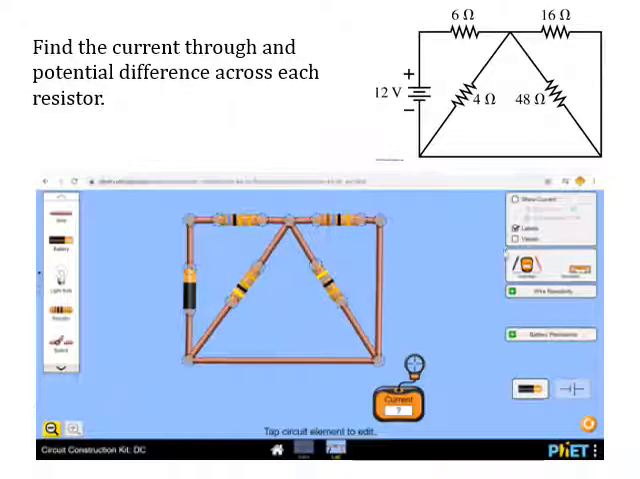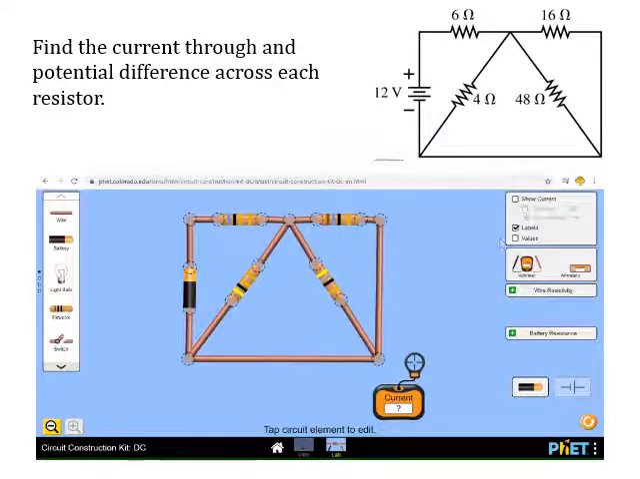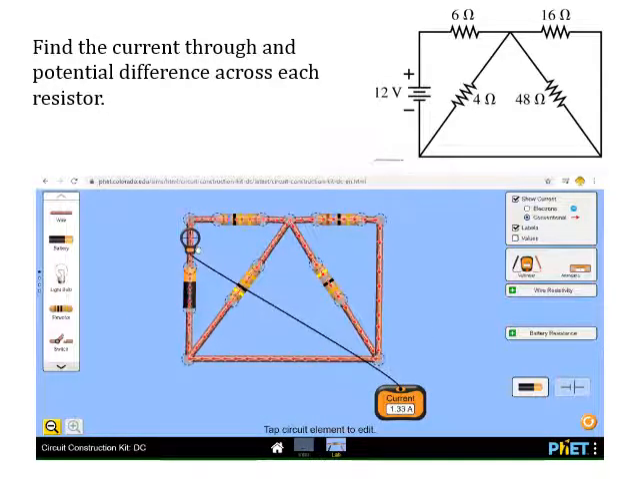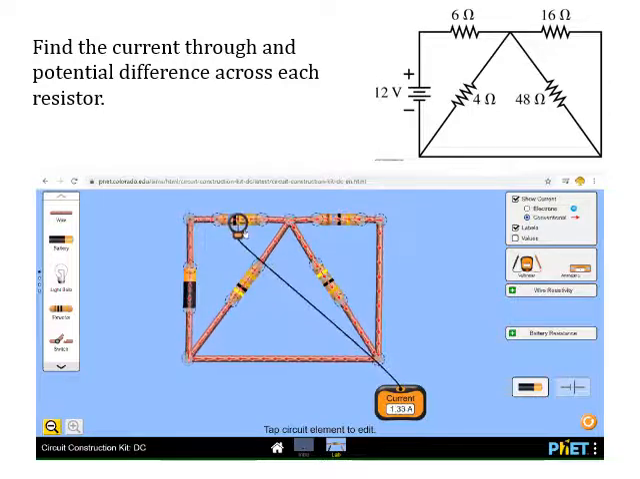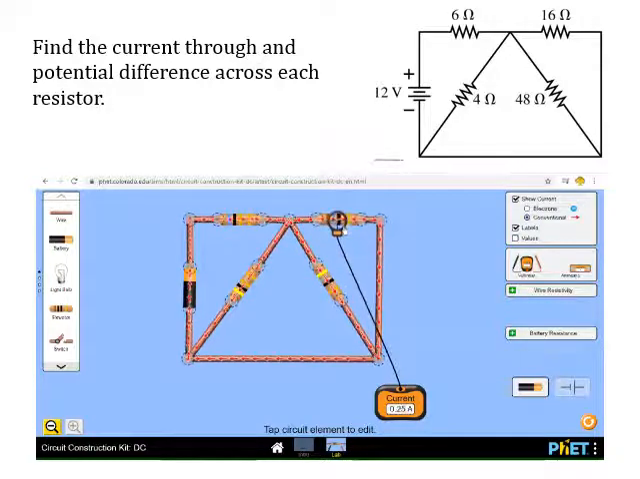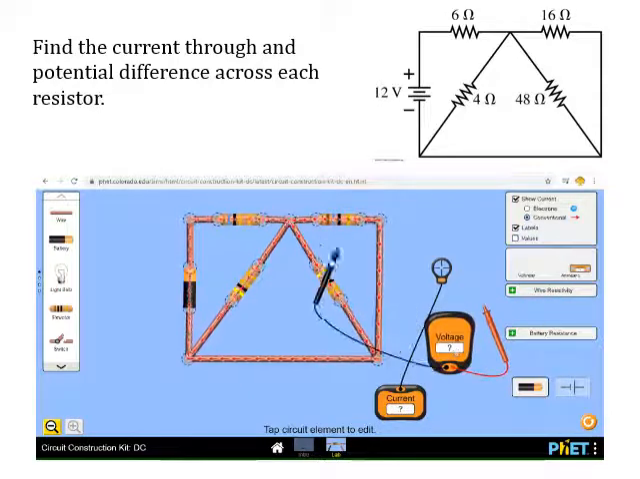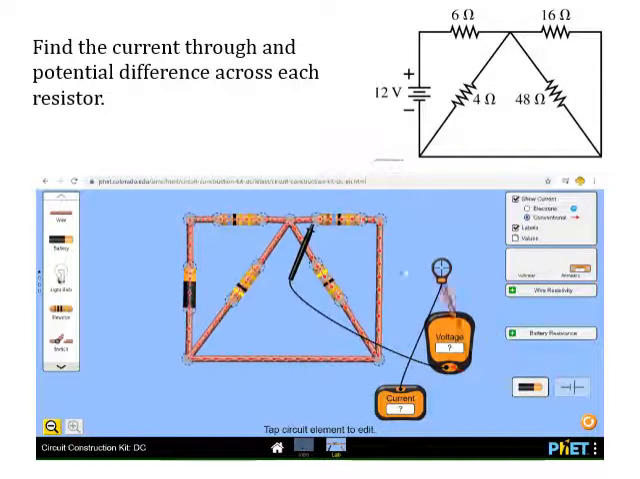So I've got a PhET simulation here just to run us through our answers and confirm that they all match. So we see the current running through. The current through our main branch through the 6 ohm resistor is 1.33. Through the 4 ohm resistor is 1 amp. Through the 48 ohm resistor is 0.08. Through the 16 ohm resistor is 0.25. Then we can measure our potentials as well, and they match what we calculated.